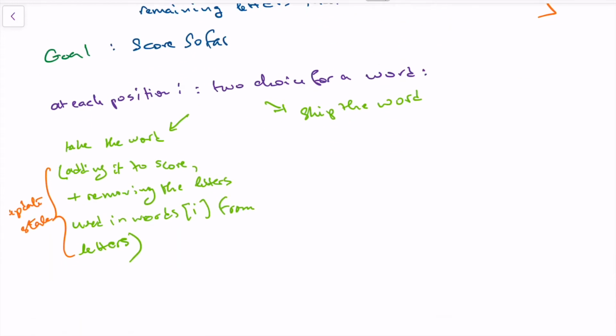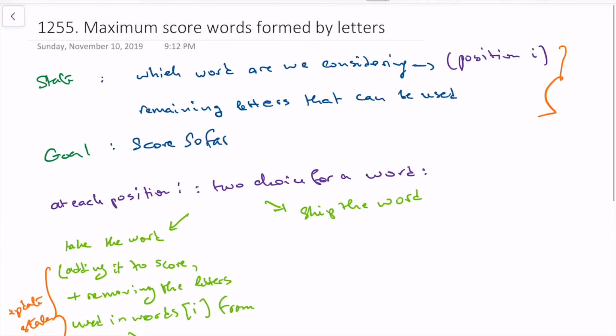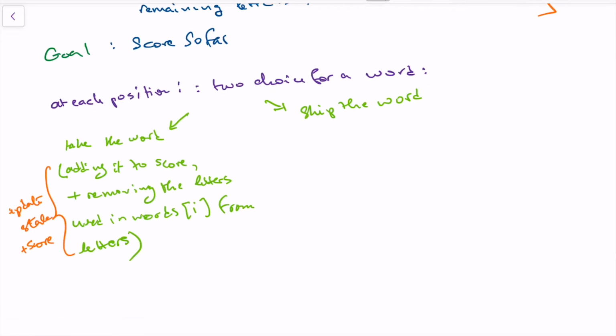And also, one thing we need to update is the goal. That's just adding to the score. So updating the state plus score. All right. And so we decide one of these choices and then keep exploring the choices that result from this, and explore the choices that result from this.